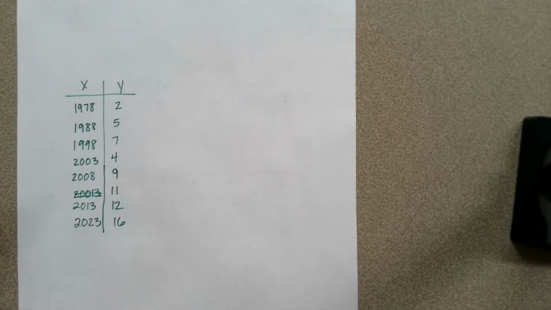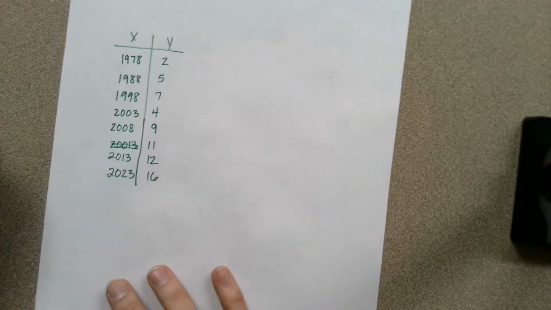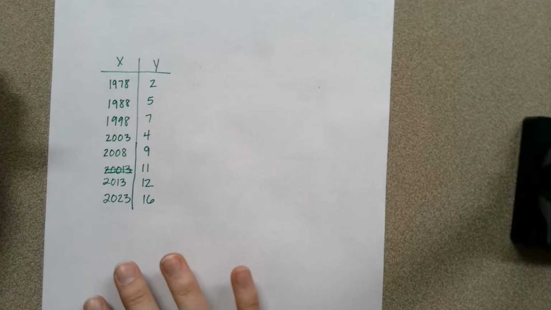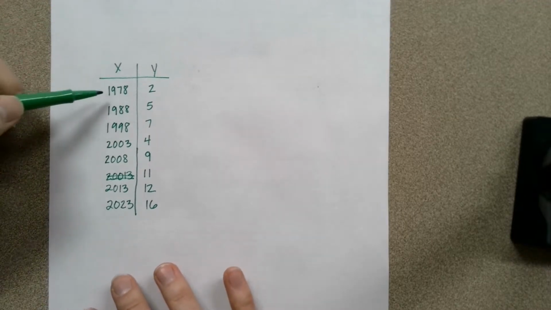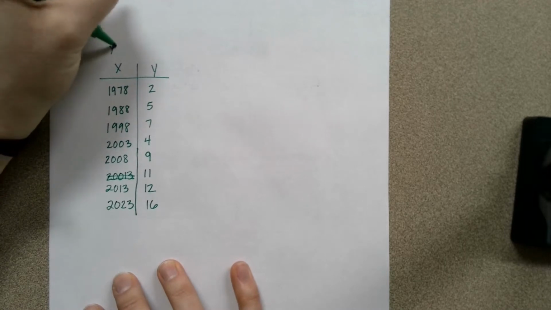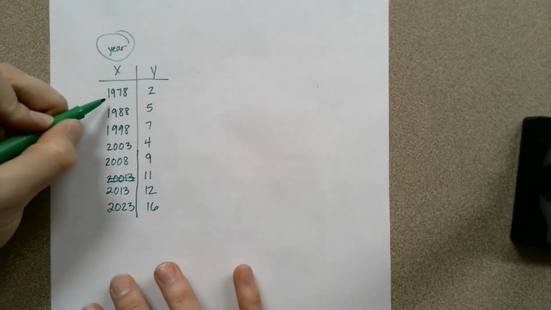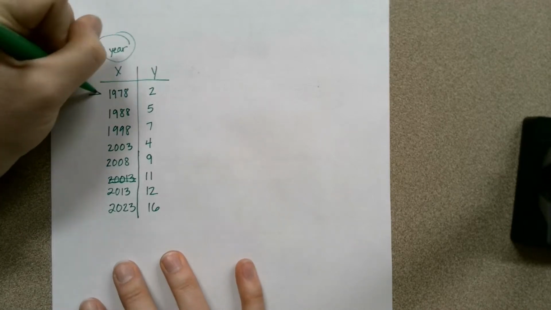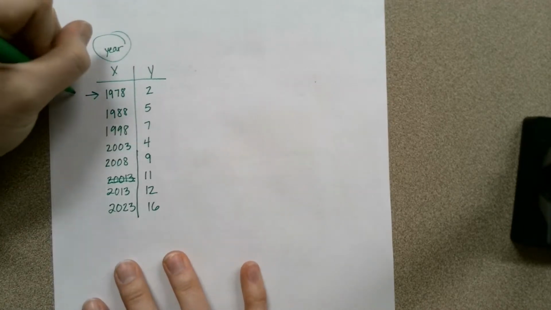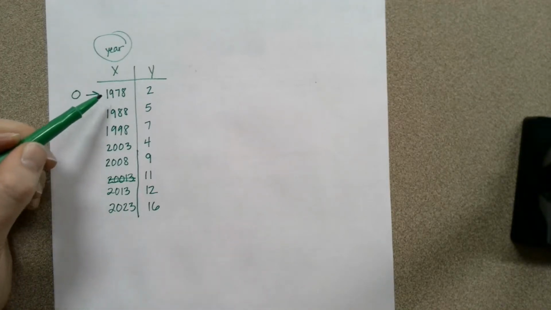For our final example, let's say we had a table with x and y values here, and we wanted to put it in our calculator. Remember, we don't want to type in 1978 for a year. When we are working with years and years only, the first number given to us that we type in is going to be 0. That's our starting point. So this is going to be like our 0 year.